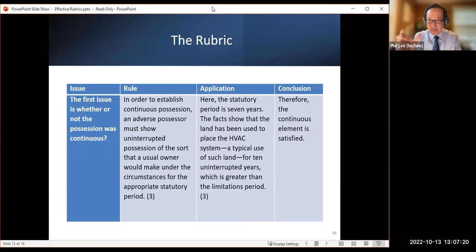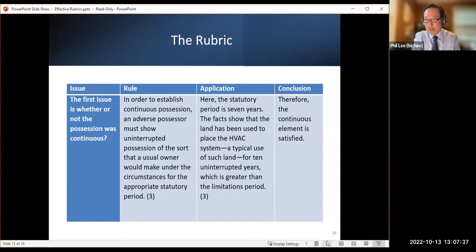The second or the third column is application. Others call it analysis. They're the same thing. This is where you apply the rule of continuous to the facts that I gave in the hypothetical. And finally, there's a conclusion. Therefore, the continuous element is satisfied.